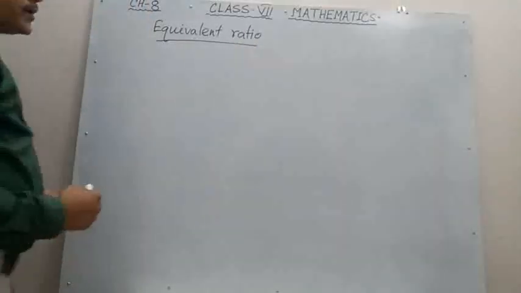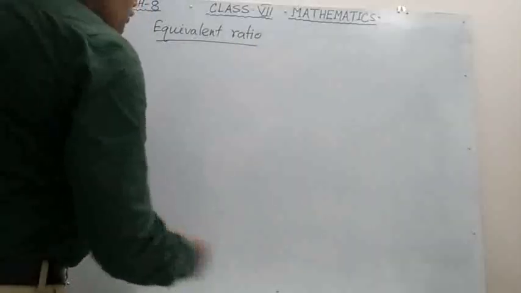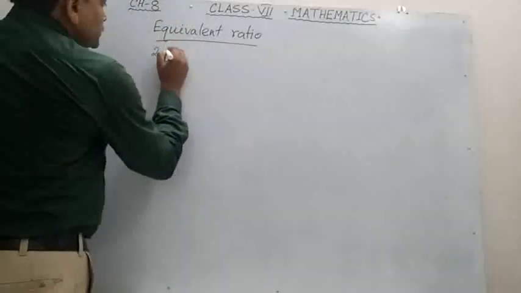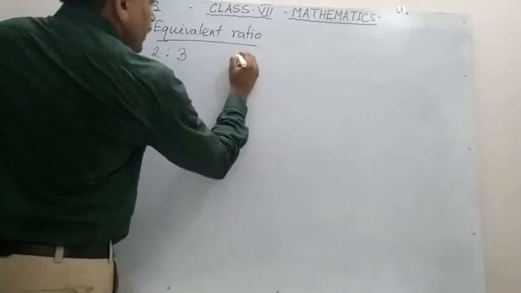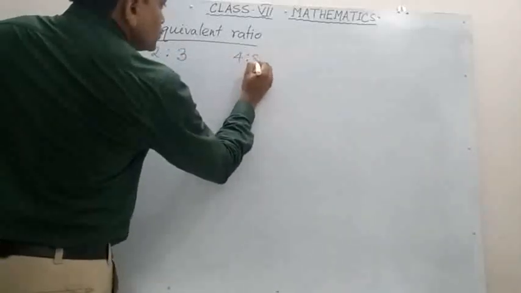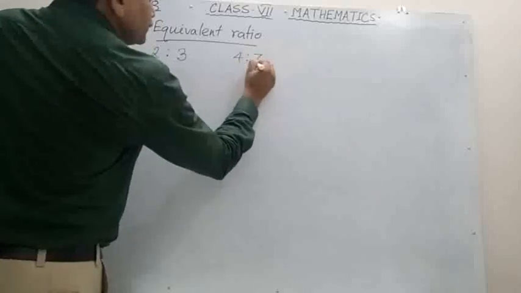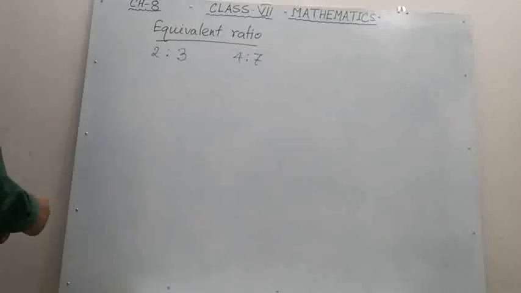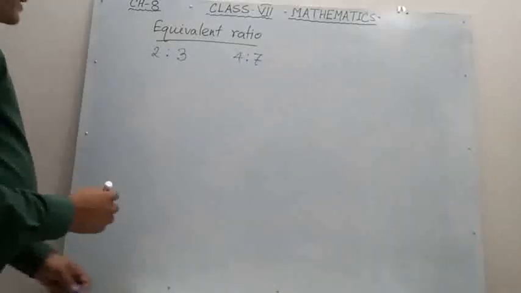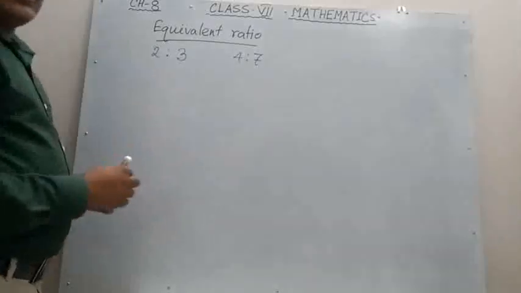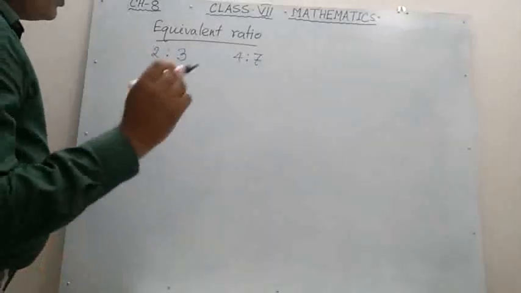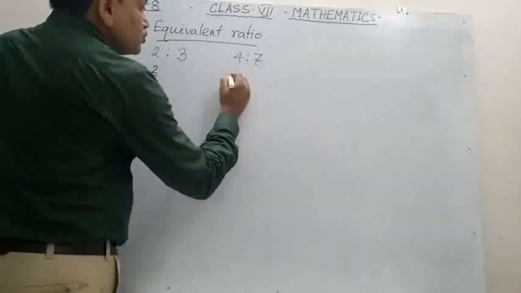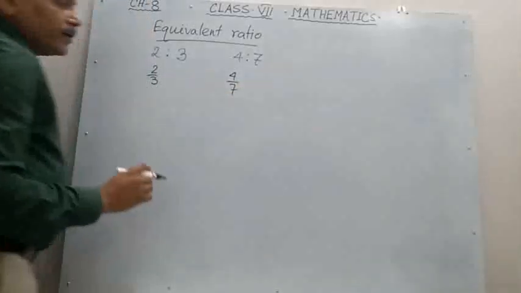What is an equivalent ratio? Suppose there are two ratios. One is 2:3, another one is 4:7. We have to check whether these two ratios are equivalent or not. How to check? First, convert each ratio into a fraction. 2:3 is 2/3, and 4:7 is 4/7.